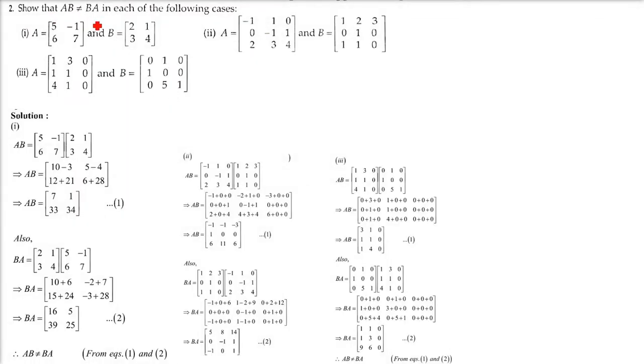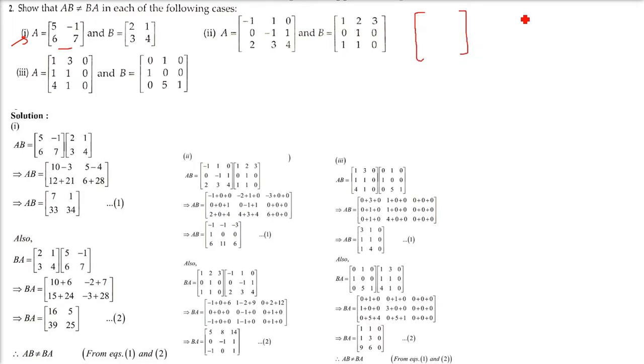Show that AB is not equal to BA in each of the following cases. So as we have already seen about the multiplication now, I hope you'll be able to do it. So we'll take one of these just to prove the idea, just to prove what they are expecting. So we'll take the first one, and second and third, the solution is also given, but I'll show you how this has to be done.